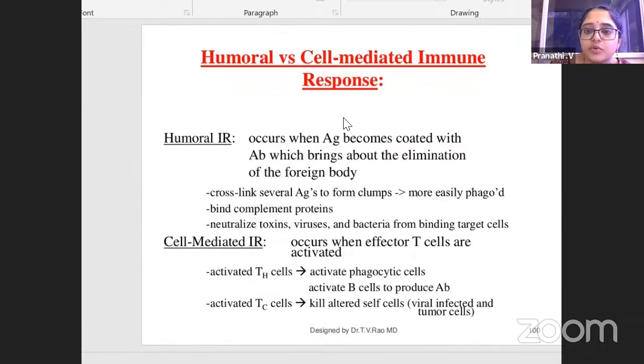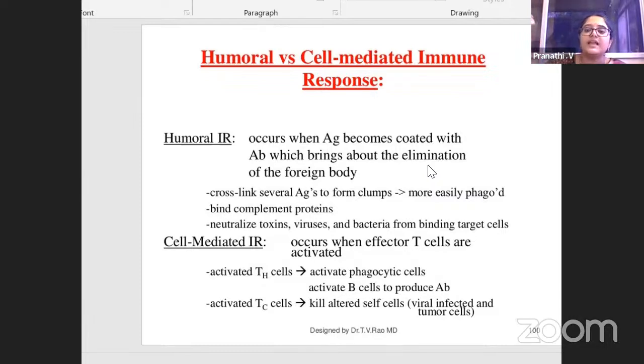And you have the humoral versus cell-mediated immune response. In the humoral immune response, the antigen gets coated or attached to the antibody, because of which the antigen gets destroyed. So a lot of cross-linking and clumping formation takes place. In cell-mediated, first T helper cells come and activate the phagocytic cells, then this activates your B cells, then the antibodies are produced.